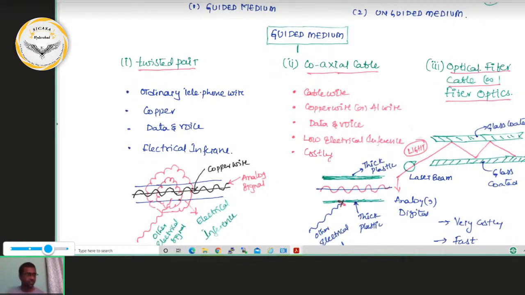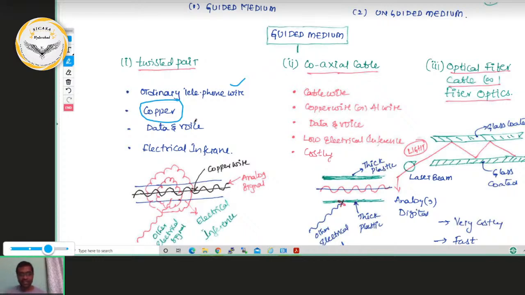Before we go to this particular guided medium, you need to understand a basic concept. We have a concept called materials. Materials are classified into two types. First one is called a conducting material. Second is called a non-conducting material. So what do you mean by conducting material? Conducting material passes electricity. Non-conducting material doesn't pass electricity. So if you see these twisted pairs or guided media, these are conducting materials, which means they pass electricity. So what do you mean by twisted pair? Twisted pair is nothing but an ordinary telephone wire. And what is the material we use? We use a material called copper. So what is copper?